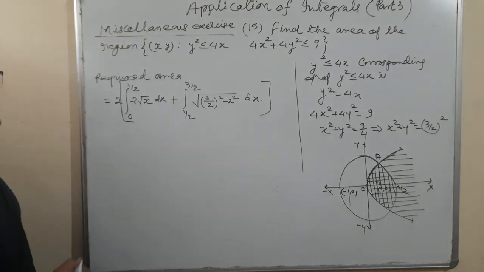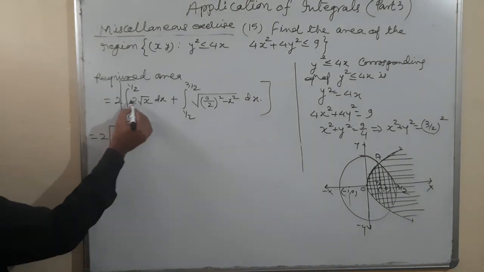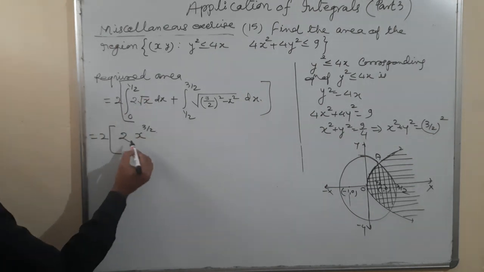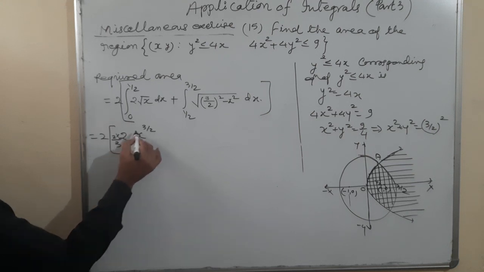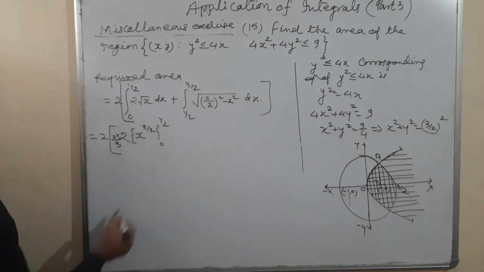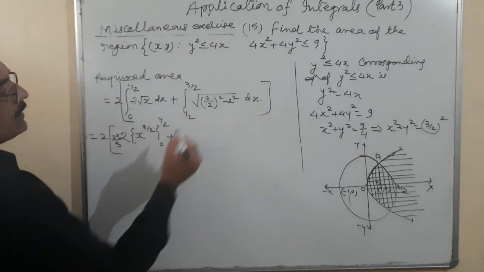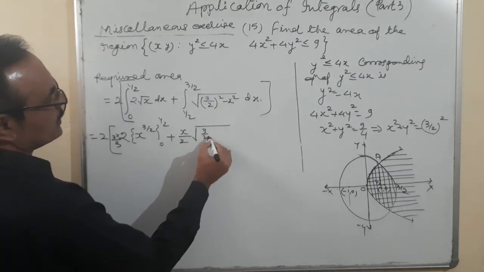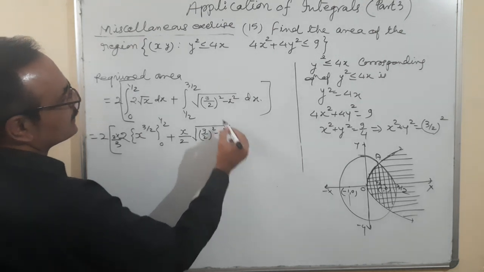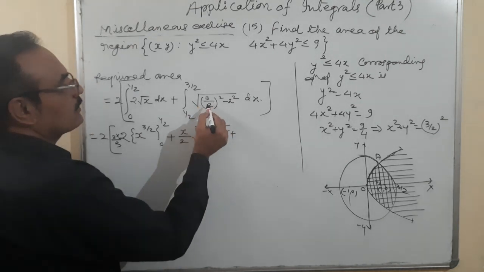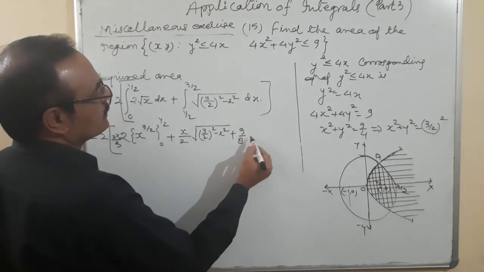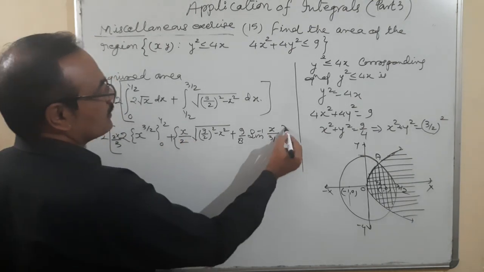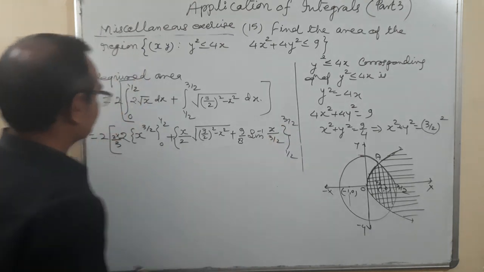Okay, 2 under x to the power 1 by 2. So x to the power 1 by 2 plus 1, 3 by 2, upon 3 by 2, that is 2 by 3, and this is from 0 to 1 by 2. Plus, under root a square minus x square, x by 2 under root 3 by 2 whole square minus x square, plus a square by 2, that is 9 upon 4 upon 2, 9 upon 8 sine inverse x upon a, with limit 1 by 2 to 3 by 2.